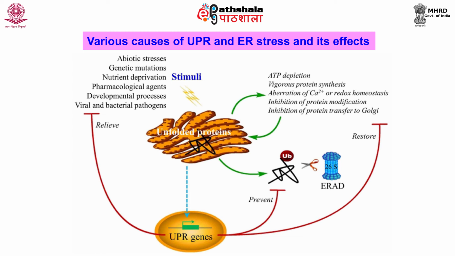ER stress also occurs under many circumstances such as nutrient deprivation, developmental processes, genetic mutation, as well as pathogenic attack. Recent reports in plants have indicated a close connection between the UPR and environmental stimuli such as heat, salt and drought stress, as well as viral attack, but the underlying mechanisms are largely unknown yet.